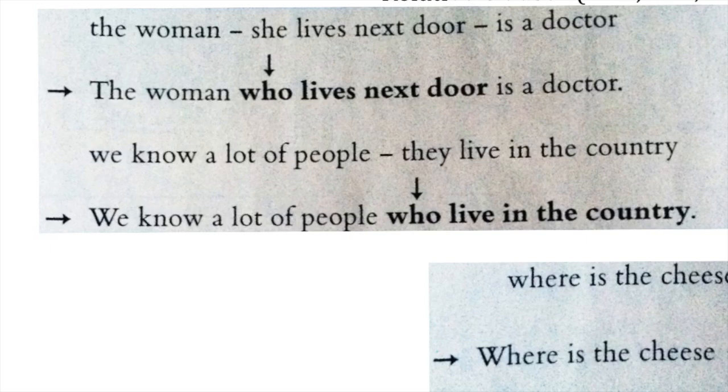Here's another example. We know a lot of people. The people live in the country. We can combine that or connect it together to we know a lot of people who live in the country. We take away they or people and we put in who, and we connect it to people. Same thing goes up here. We took away she, we make it who lives next door to the woman. Let's look at another example.